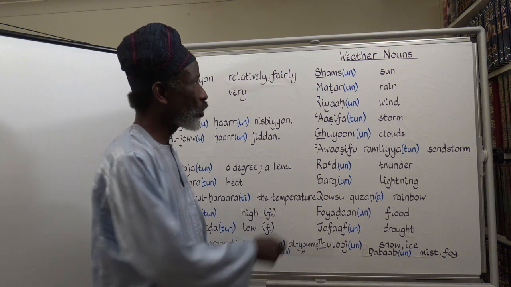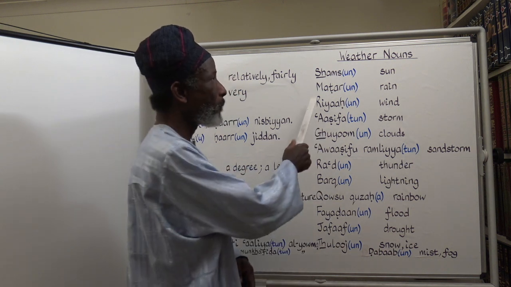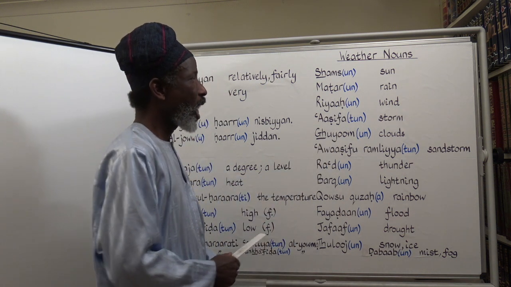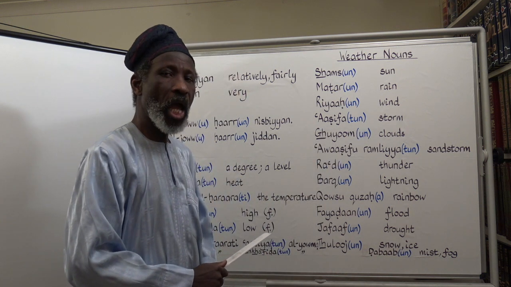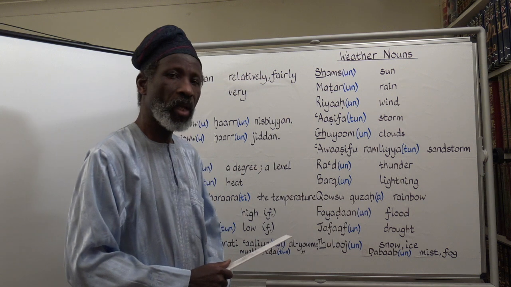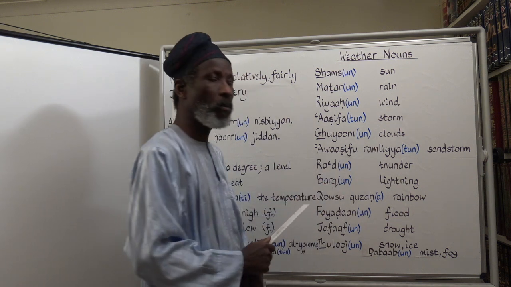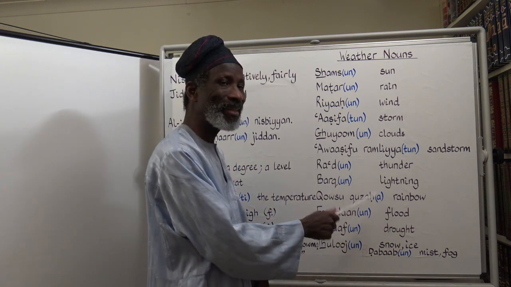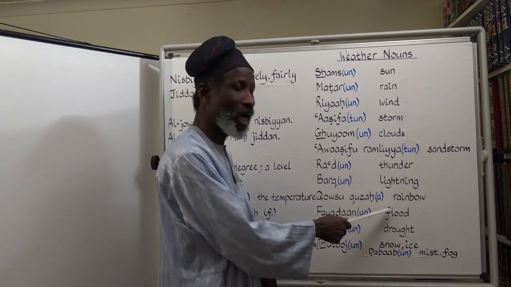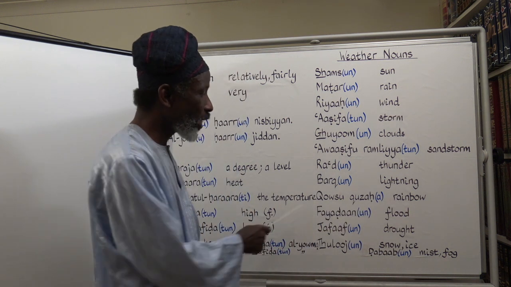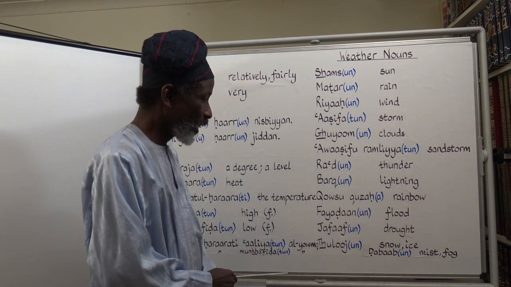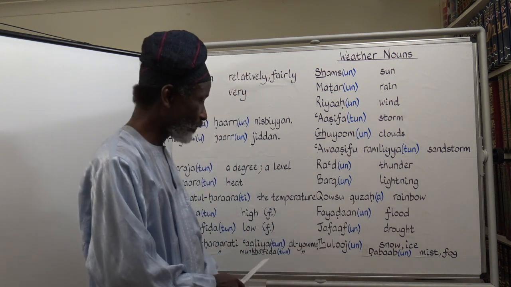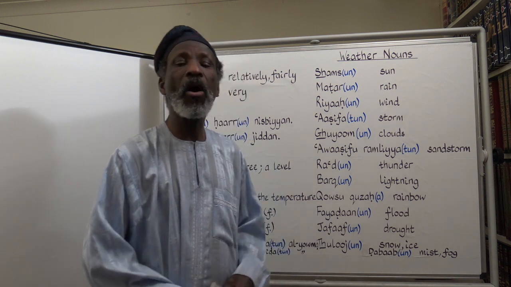One more time. شمس. مطر. رياح. عاصفة. غيوم. عواصف رملية. رعد, thunder. برق, lightning. قوس قزح, rainbow. فيضان, flood. جفاف, drought. ثلوج, snow and ice. ضباب, mists or fog.